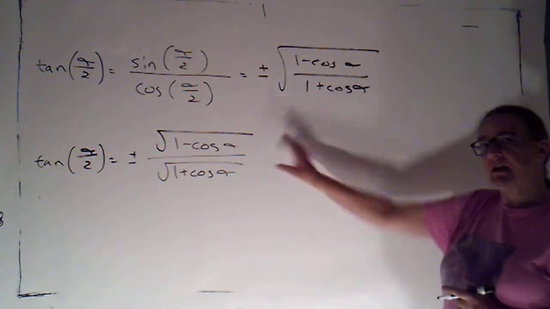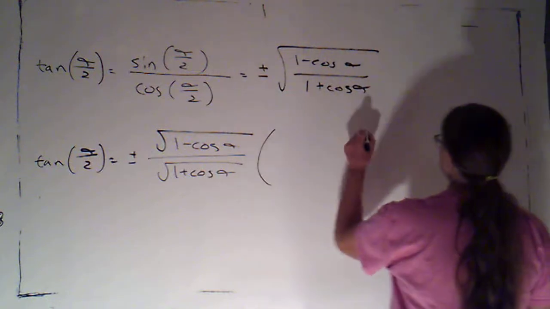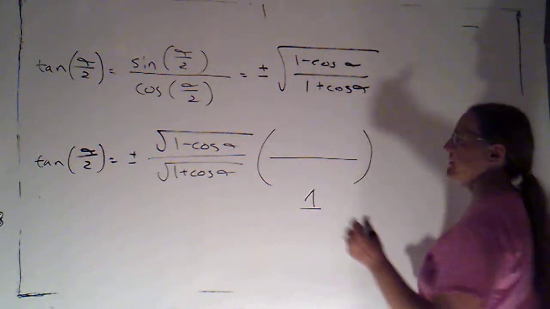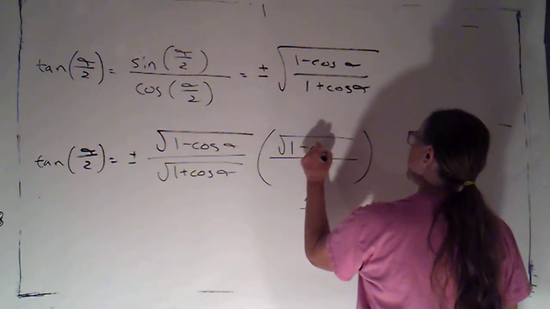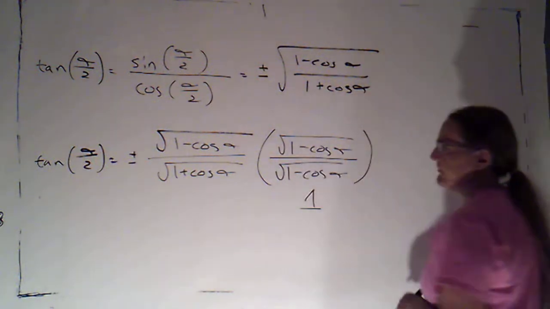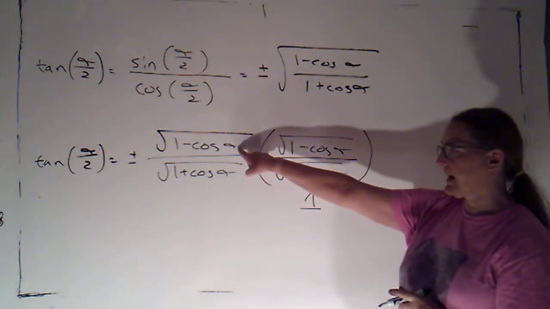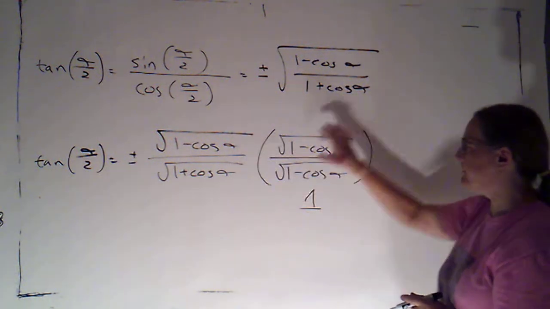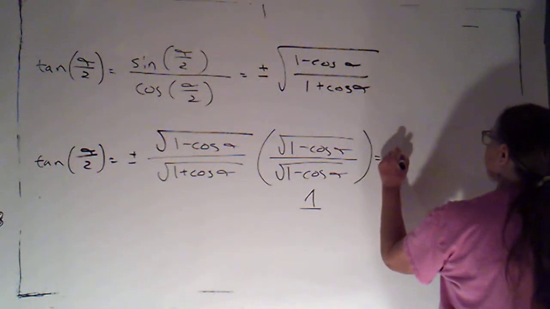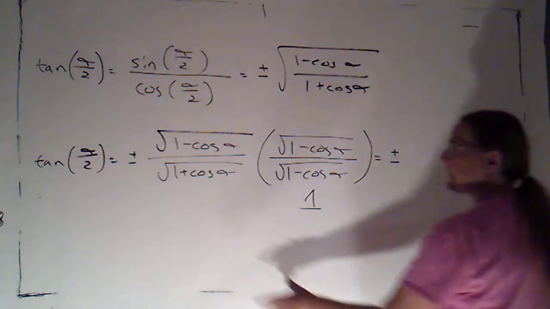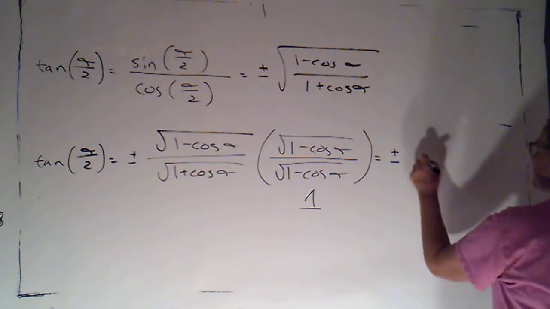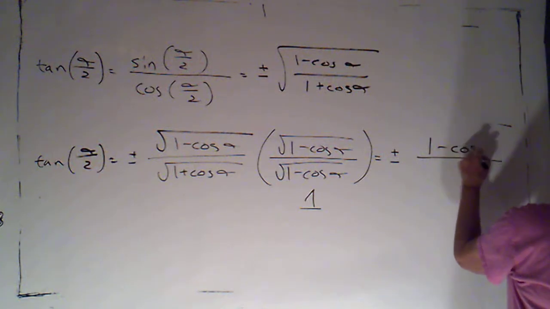Now, I'm going to take this and I'm going to multiply it by 1. That's something I do an awful lot. I'm going to multiply it by 1 in the form of the square root of 1 minus cosine alpha over the square root of 1 minus cosine of alpha. So I'm just going to take the root that I have on top and multiply by 1 in the form of that root over itself. Okay, so we will have plus or minus. Now on top, I'm squaring a square root. When I square a square root, that just lifts the radical. I'm going to get 1 minus cosine of alpha.